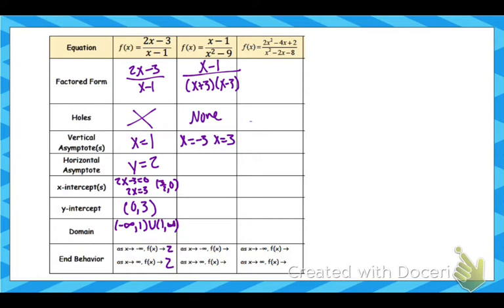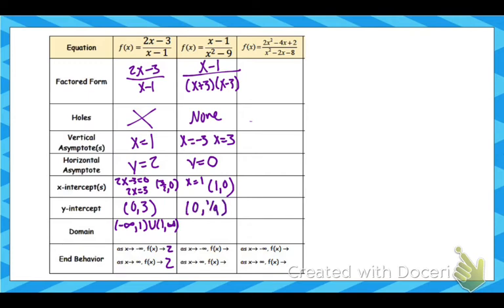Horizontal asymptote, this one's bigger on bottom. It's a degree 1 at the top, degree 2 at the bottom. So bigger degree on the bottom, it's y equals 0. X-intercept, we set the top equal to 0. So if I do x minus 1 equals 0, I get x equals 1. So 1 comma 0. Y-intercept, I plug in 0 for all my x's. So I would get -1 over -9.